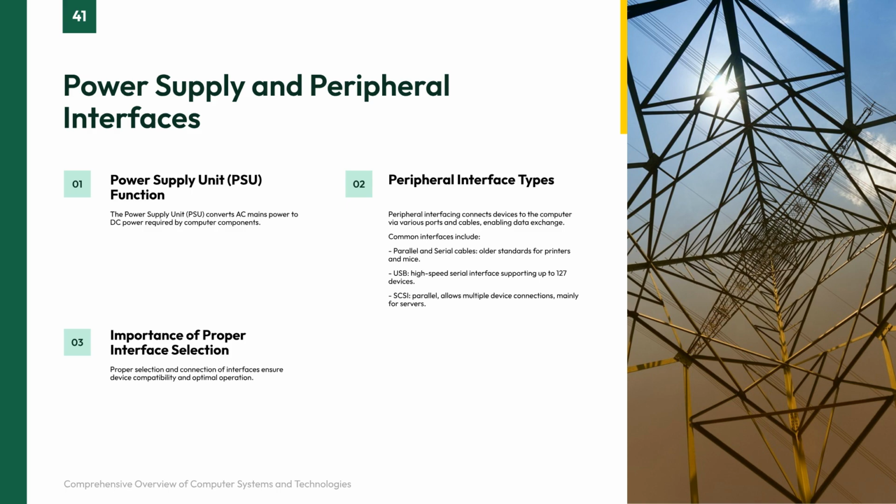The Power Supply Unit, or PSU, converts AC to DC power for computer components. Peripheral interfacing connects devices via ports and cables like parallel, serial, and high-speed USB. Proper interface selection is vital for device compatibility and optimal operation.